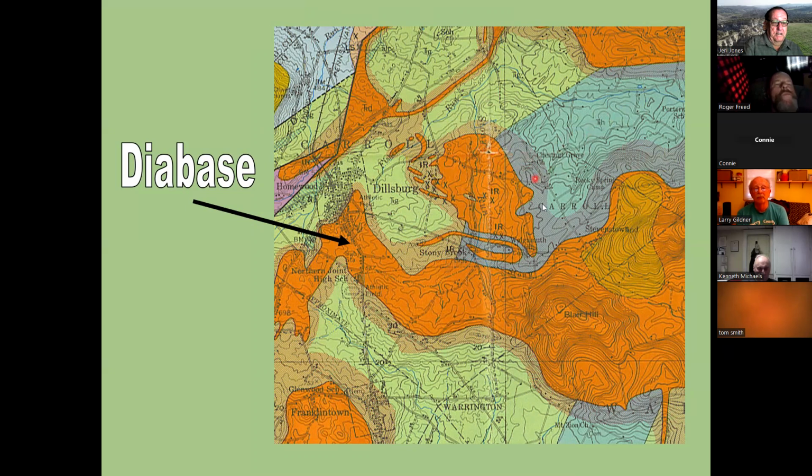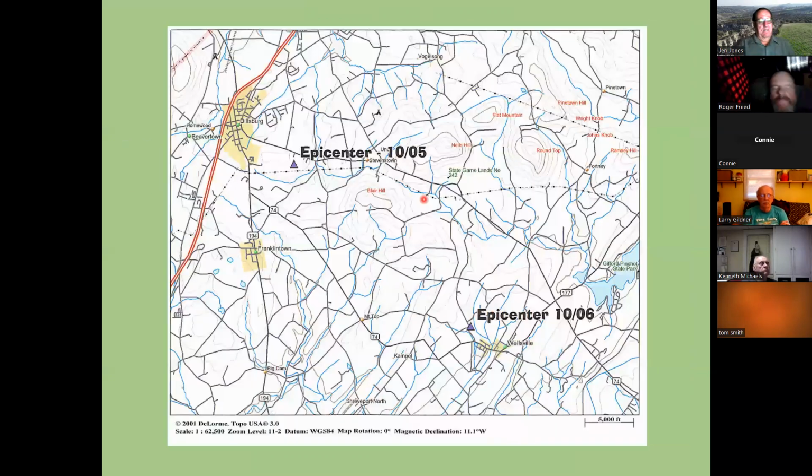And the shaded area that I'm pointing out is a metamorphic rock called hornfels, which is the sedimentary rock that got heated by the diabase and changed into a more dense rock. So that's the setting for Dillsburg. In 2008, we started to experience what we called the Dillsburg earthquake swarm.